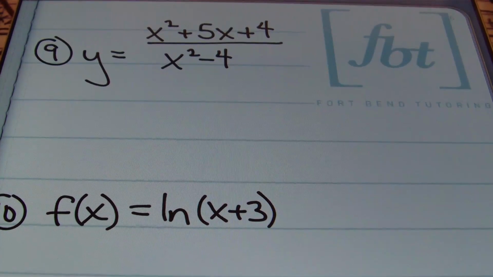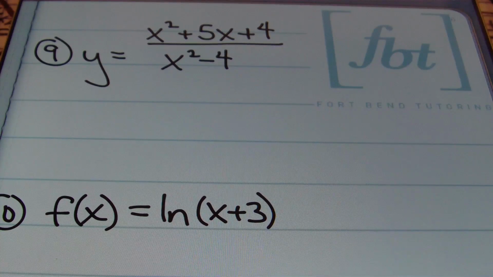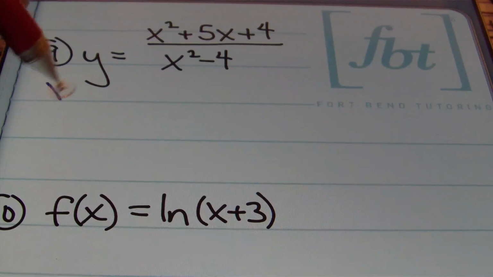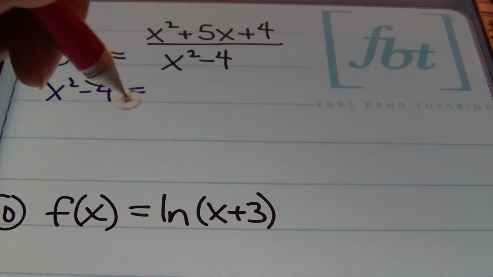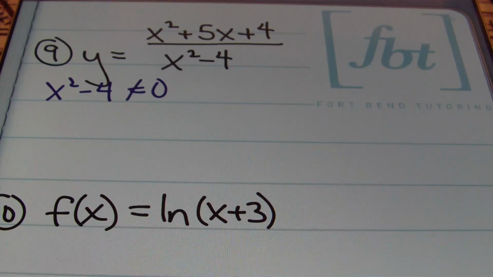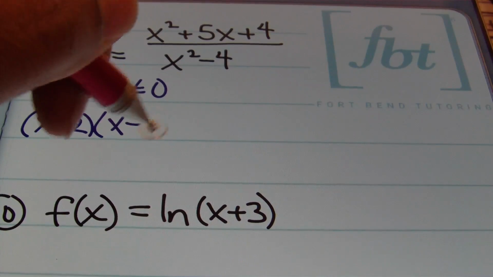Let's continue. Here we have problem number 9. In problem number 9, we have y equals x squared plus 5x plus 4, divided by x squared minus 4. Once again, I have a fraction. Once again, I can't let the denominator equal 0. It's undefined in that situation. So you set the denominator not equal to 0. So I'll have x squared minus 4 not equal to 0. And lo and behold, ladies and gentlemen, this is factorable. You could use the square root property, but I'm going to factor. So this is going to be x plus 2 times x minus 2.